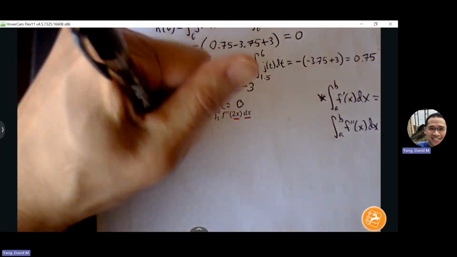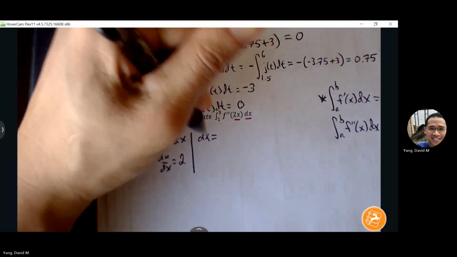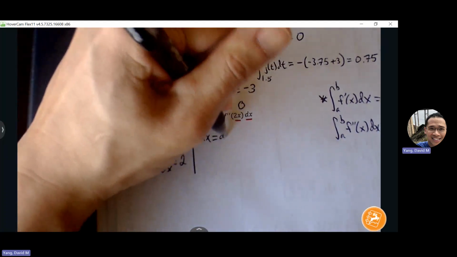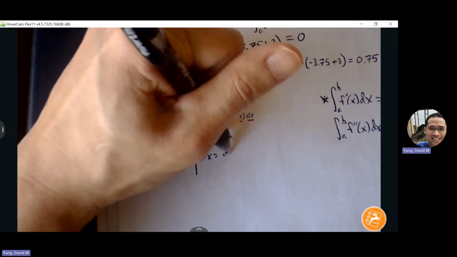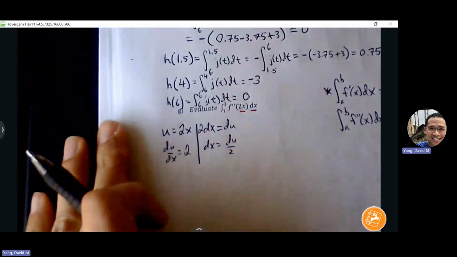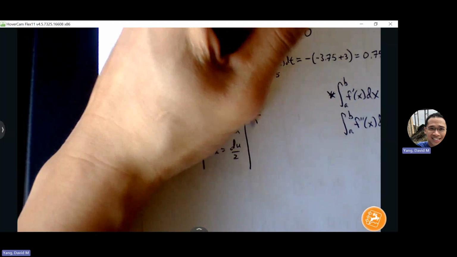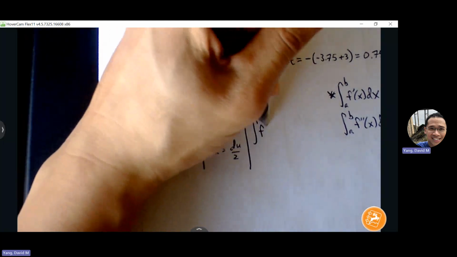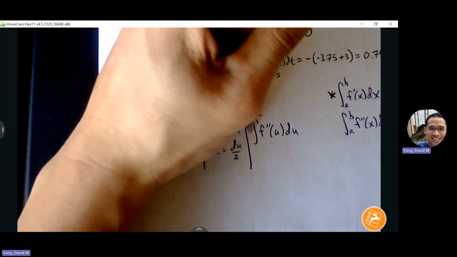Okay. Solve for dx. So 2 dx equals du. Cross multiply, and dx equals du over 2. So we know there's a 1/2 left over in front. Let's get everything in terms of u here. So the integral of f double prime of u, du, with the 1/2 in front. Well, it's du over 2, sorry.